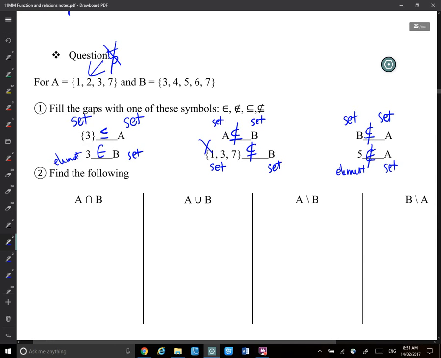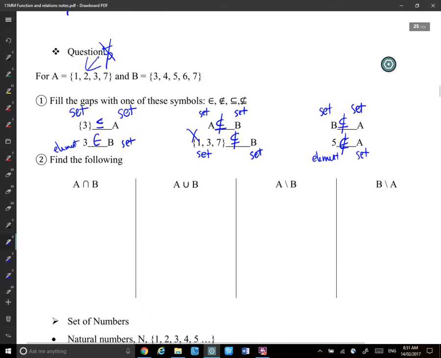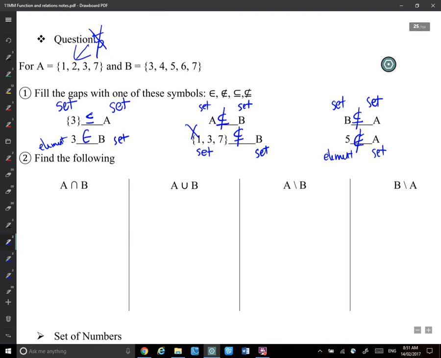Find the following. I'll give you another minute to finish this one. A intersects B, A union B, A set difference of B, and B set difference of A.